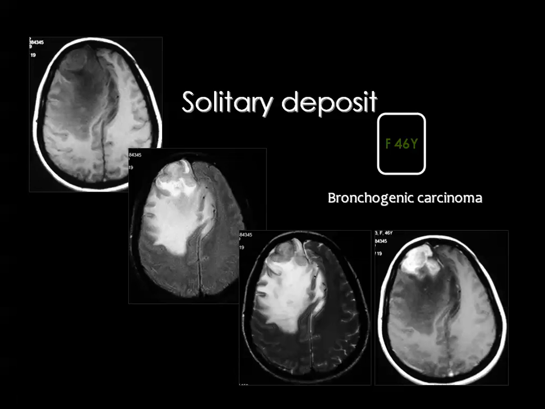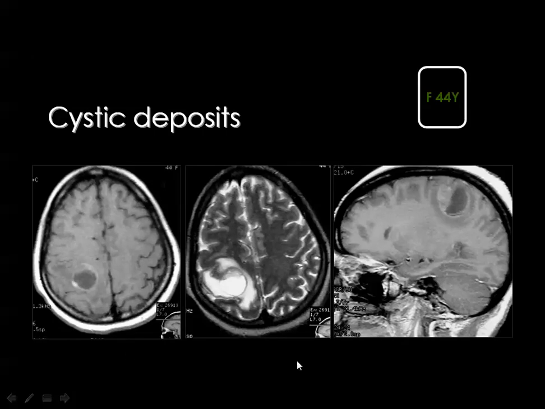Then you look at this case of metastatic bronchogenic carcinoma. In the T1 weighted image, you see the lesion with extensive perifocal brain edema. In the FLAIR image, in the T2 weighted image, and after contrast injection, then you can see a mass, and this mass is surrounded by extensive perifocal brain edema.